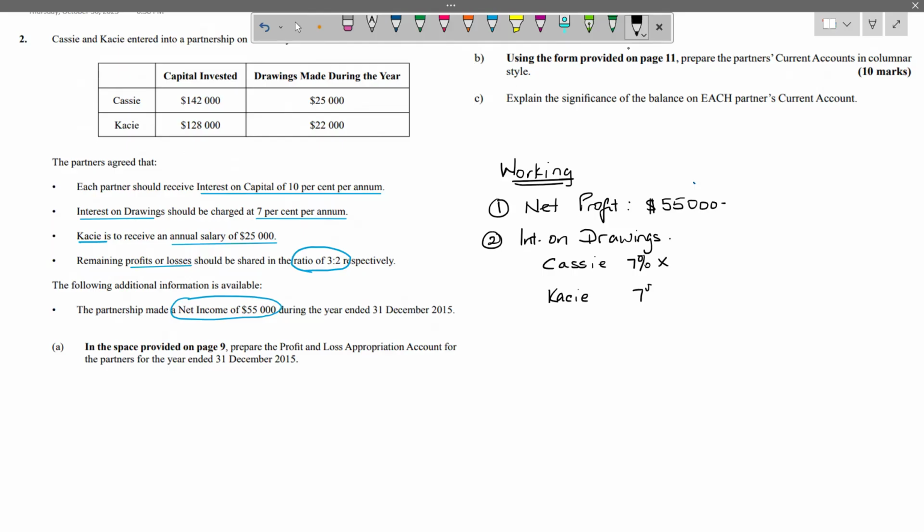And the drawings made by Cassie is 25,000. So I'll make a note of that here, and we're going to work those figures out. The other person is Casey, 22,000.